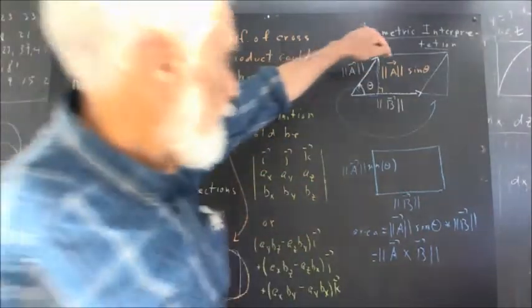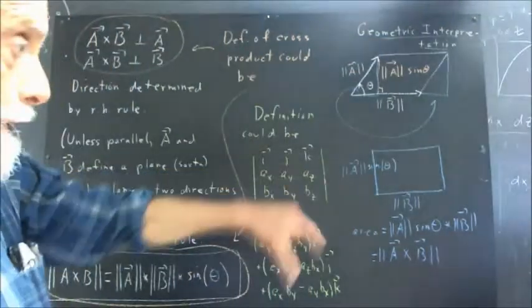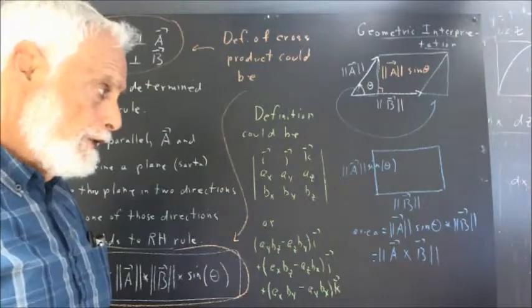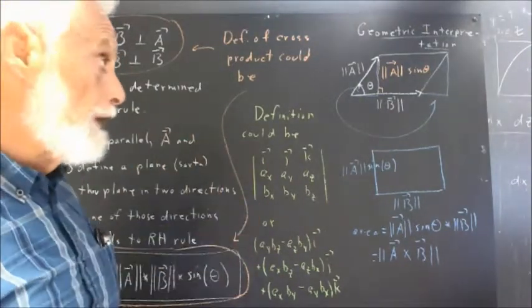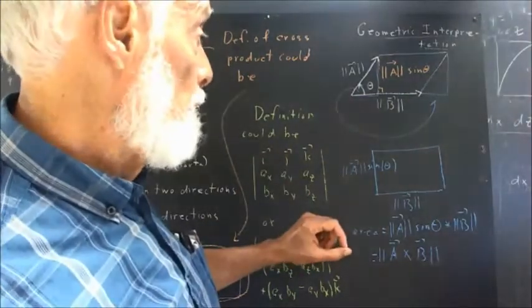You'll notice I've left the arrow off of the A here. It's important to keep arrows over things that are vectors. You lose track of what they mean if you don't do that. It's easy to lose track if you don't do that, and you really don't want to lose track.